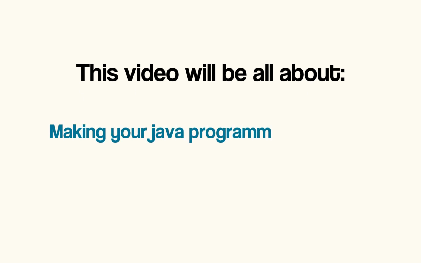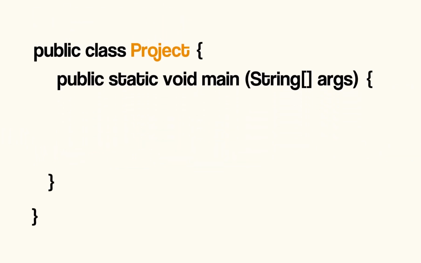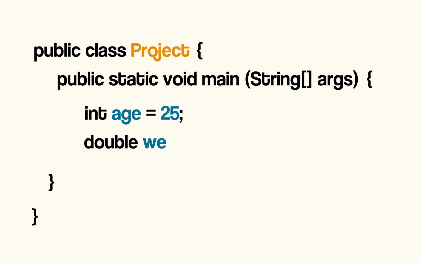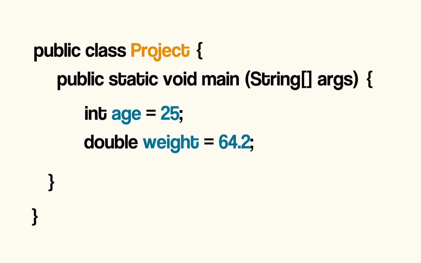This video will be all about making your Java program allow user input. Any Java program you write will make you declare variables and then assign a value to them. These values, however, are fixed. That is, unless you go into the code itself and rewrite or change their value.